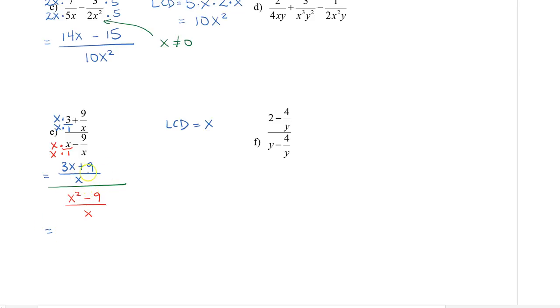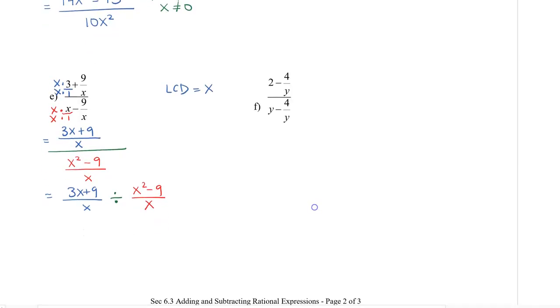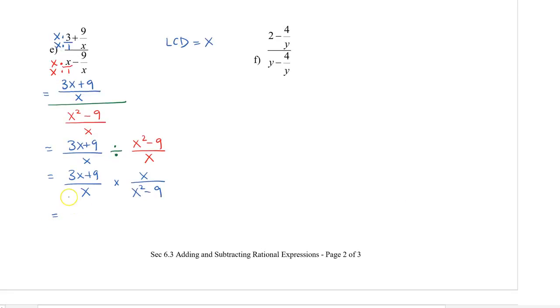Now I'm going to rewrite this in a different way. So I can see that the 3x plus 9 over x is going to be my first fraction. This green line, I'm going to rewrite as a division symbol. And then I'm going to write x squared minus 9 over x as my second fraction. All right, now that I've written it side by side, this becomes something that we're familiar with. So I'm going to rewrite the first fraction, change my division to multiplication, and then flip, or take the reciprocal of, my second fraction. So this is a simple multiplication, which we've done before.